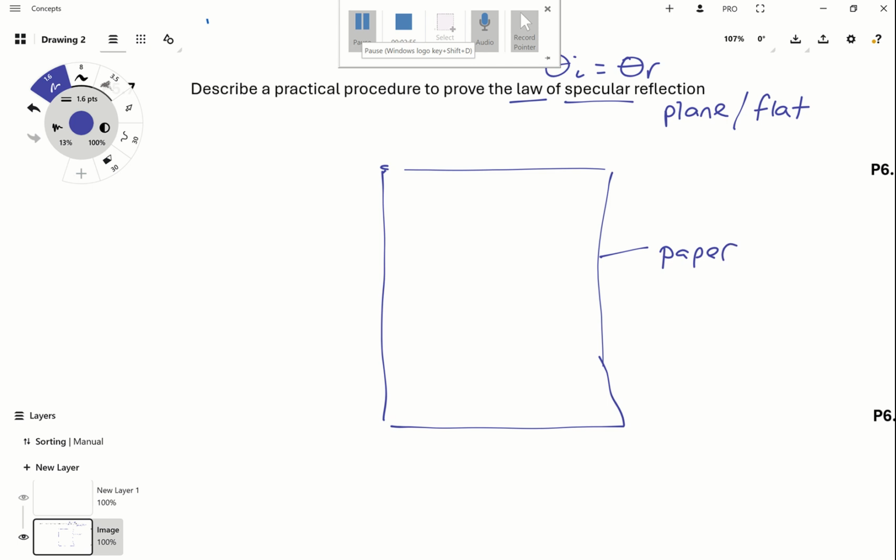Next part, get a mirror. Put it on your piece of paper. With a pencil, draw in front of the mirror, hash behind it. So here is our mirror or flat surface. The next job is we're going to measure 90 degrees and draw a dashed line for the normal. And that's because we always measure the angles from the normal.